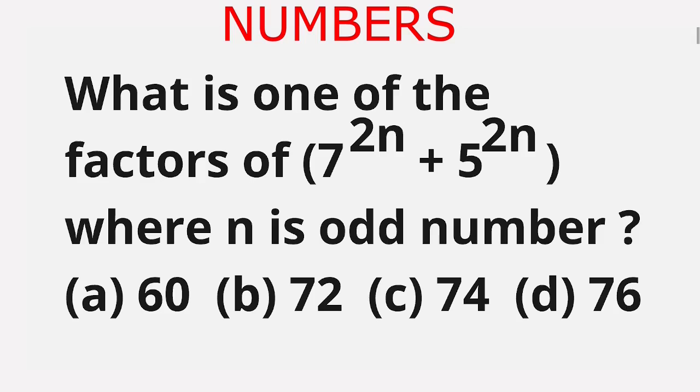In this video, we are going to solve questions on common factors. Our question is, what is one of the factors of 7 to the power 2n plus 5 to the power 2n, where n is an odd number? The given options are option A 60, option B 72, option C 74, option D 76.